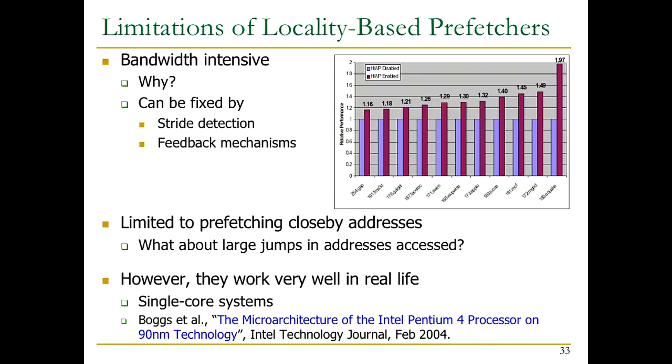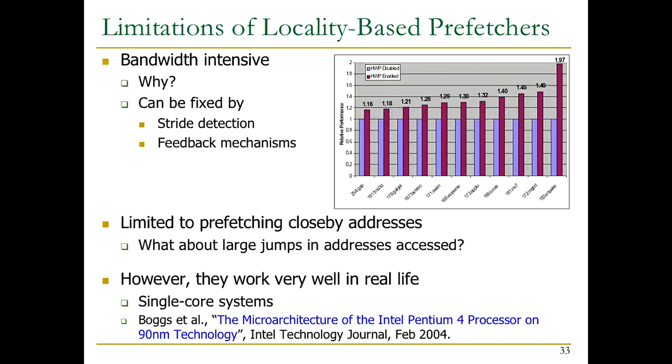Well, people actually add on top of this stride detection mechanisms and feedback mechanisms. And it's also another downside, which is it's limited to prefetching close-by addresses. If you actually have large jumps in addresses accessed, this is clearly not designed to capture that sort of behavior. So you need to have something else to capture it. That's why people actually design multiple prefetchers in existing systems.